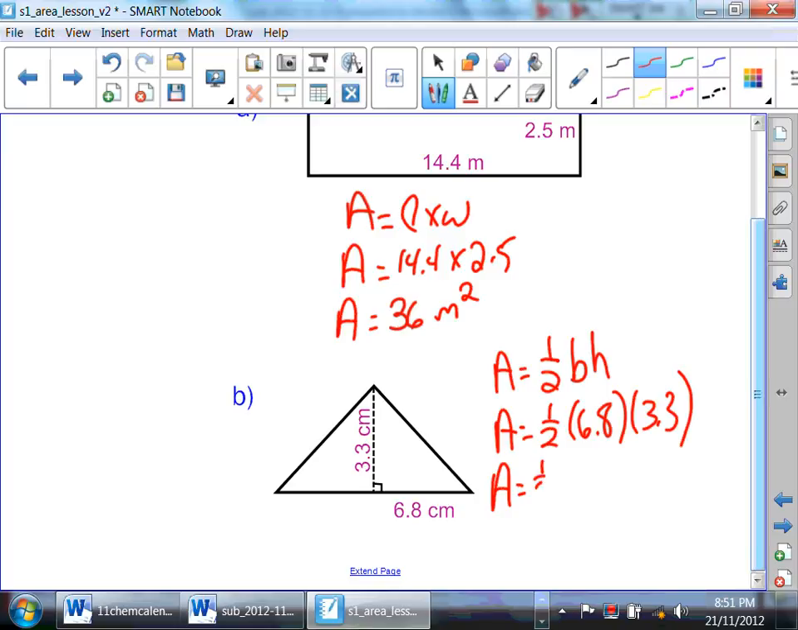And we get 22.44. Then we divide that by 2, or multiply it by half, and get 11.2 centimeters. Okay? So that's the area of the triangle, 11.2 centimeters.